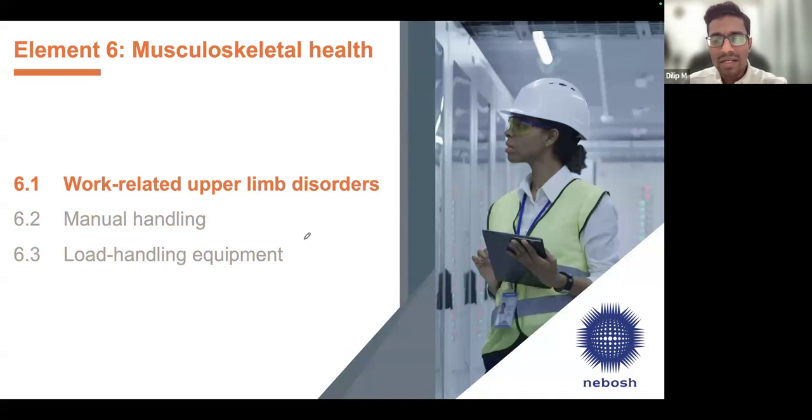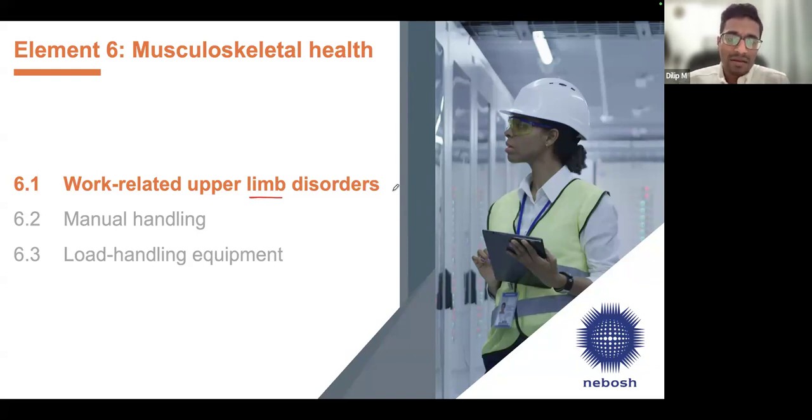What is work-related upper limb disorders? Now, when we refer to the limb, we refer to the hands and the legs. Upper limb means the upper part of the limb. For example, from the fingers to the arm to the shoulder extending up to the neck is called the upper limbs. So upper limb comprises from the finger to the shoulder.